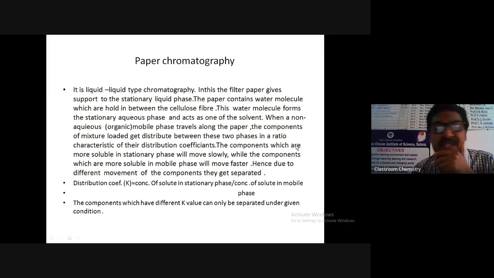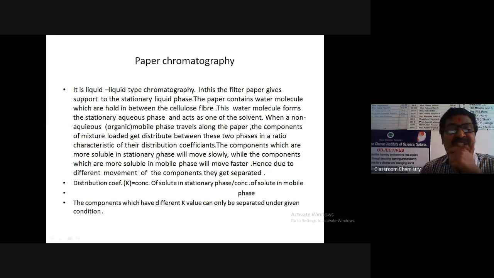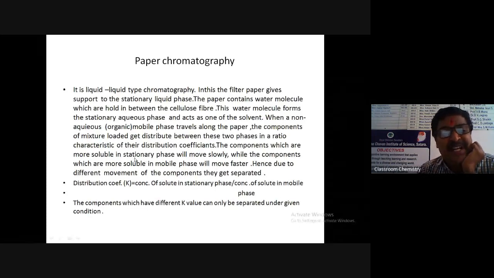The components which are more soluble in stationary phase. याच्यामध्ये स्टेशनरी फेज काय आहे? वॉटर मॉलिक्यूल हेल्ड बाय द सेल्युलोज फायबर, ही स्टेशनरी फेज आहे. आणि त्या स्टेशनरी फेज मध्ये म्हणजे वॉटर मध्ये the components which are more soluble in stationary phase म्हणजे पाण्यामध्ये will move slowly, ते हळूहळू मूव्ह होतात.